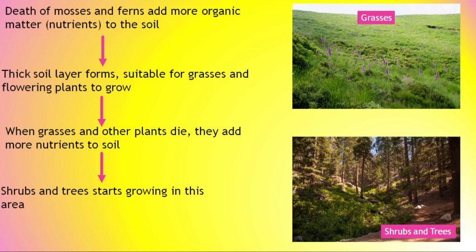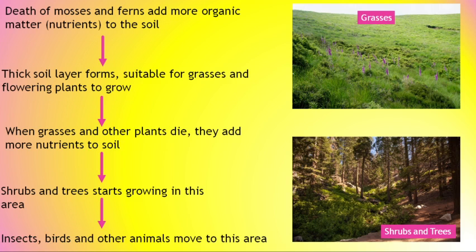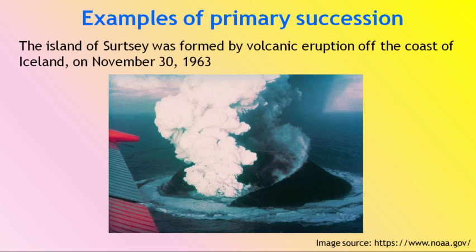So with the help of images you can easily understand how one community is replaced by another community when physical or abiotic conditions change in these places. So this is how primary succession takes place. Finally, when there are good varieties of trees growing in such areas, then insects, birds and other animals will also move to this area. Soon it will be converted into a new ecosystem, and so many food chains and food webs will start operating in such places. So let's see one example of primary succession.